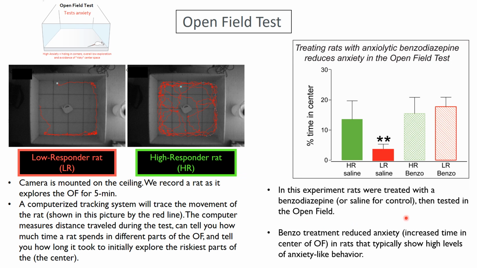anxious. The other interesting thing is that if you treat them with a chemical that's known to decrease anxiety, an anxiolytic, called benzodiazepine, it reduces anxiety. If you give this to both sets of rats, it doesn't have a whole lot of effect on the high responding rat because this rat is already not so anxious. But the low responding rat, if treated with this anxiolytic drug, now spends time in the center, just like the high responding rat. So these anti-anxiety drugs that are known to affect anxiety in humans can also affect anxiety in animal models.